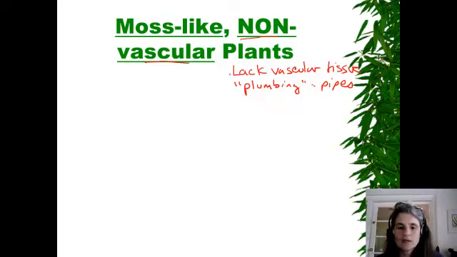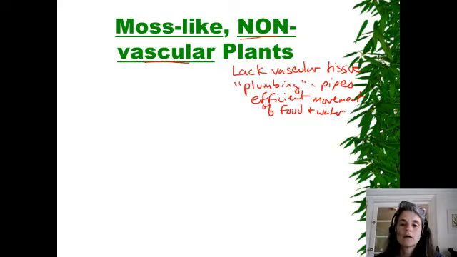So efficient movement of food and water in a plant. That's what vascular tissue allows for. Well, obviously these very first plants that we're talking about didn't have any. And since they didn't have any, that means they were relying on osmosis and diffusion to move materials.